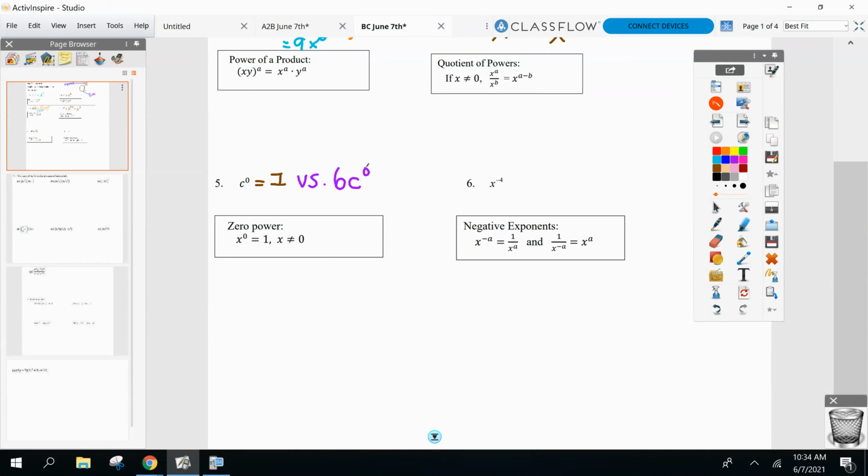What base up there is being raised to the 0? Just C. Is the 6 being raised to 0? No. So this turns into 6 times 1. So that answer is 6. Please know the difference. If I put parentheses around the whole thing, now the answer is 1. But with no parentheses, only the C is getting raised to 0.